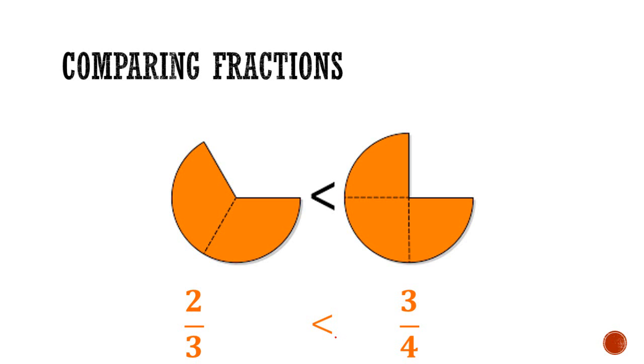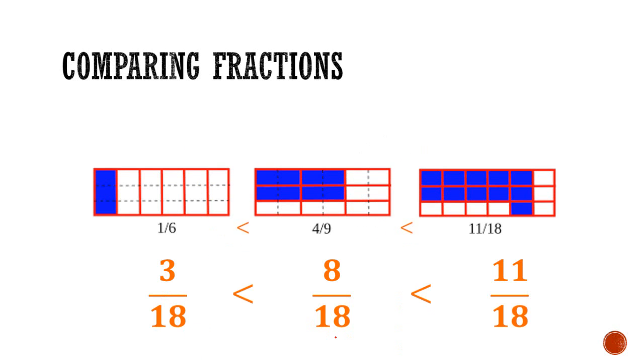So, arguably, you can draw both diagrams and visually compare to see which one is larger, but there's a quicker way. In this example, we look at the first rectangle. This first rectangle, if we guide it by the red lines, is divided into 6 equal parts. And of those 6 equal parts, 1 is shaded blue. So the fraction shaded blue is 1 over 6.